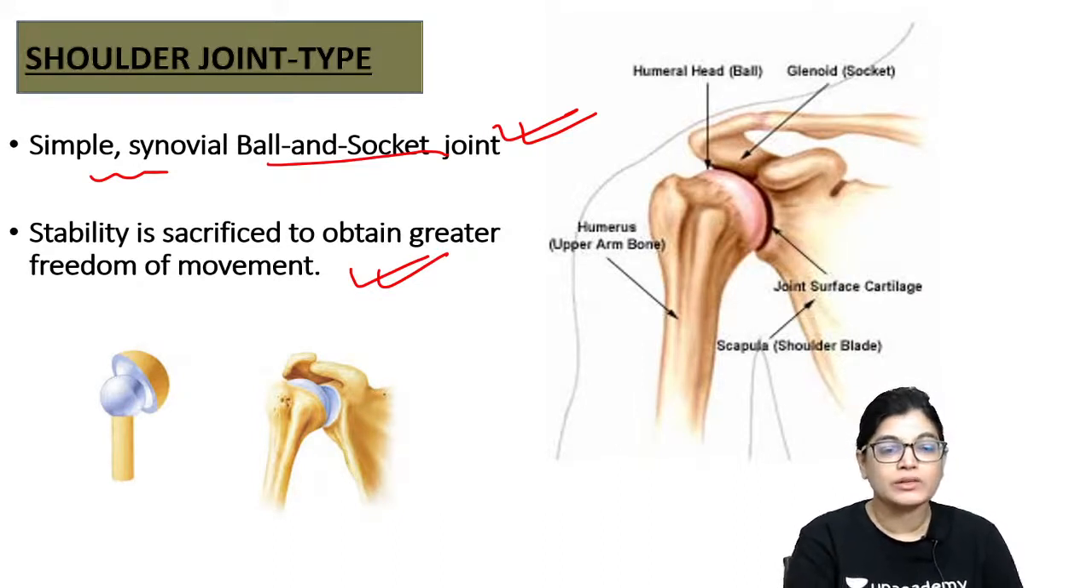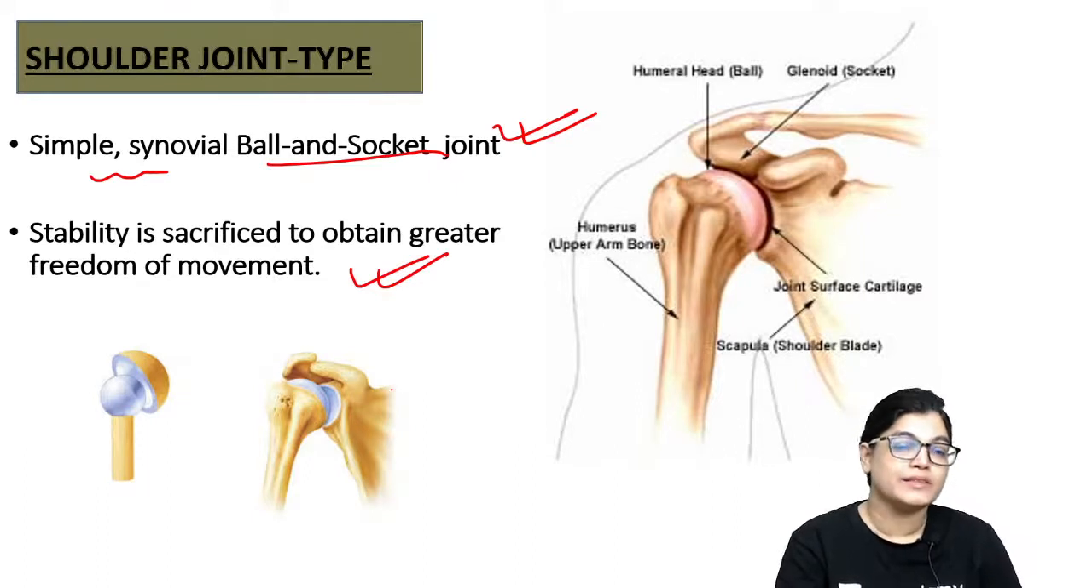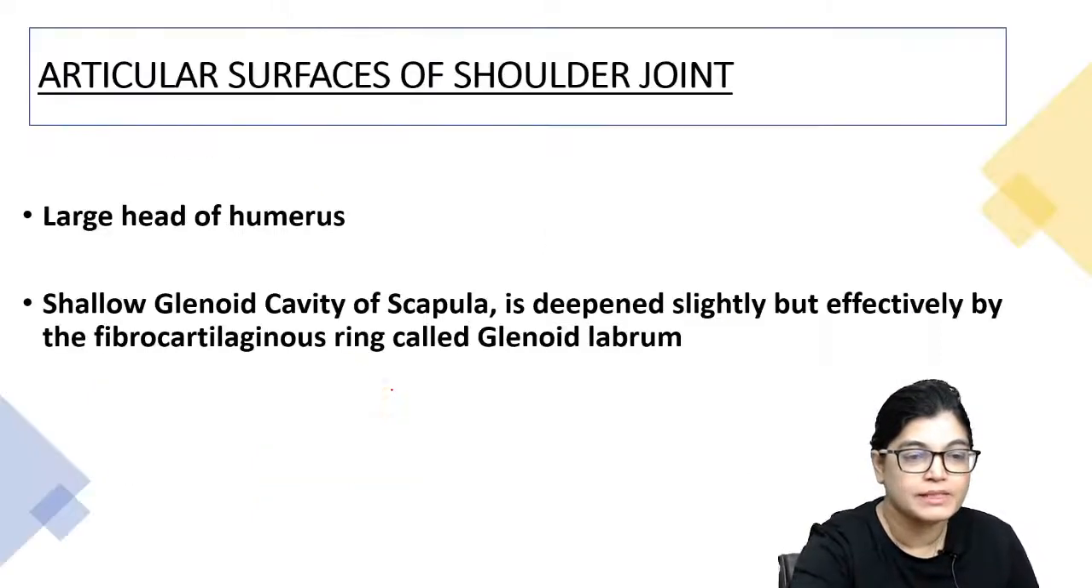And I will also give the reason why, because the reason is the articular surfaces. I will show you the articular surfaces and give you the reason why recurrent dislocation is often seen in the case of the shoulder joint. So in one line, it is a simple synovial joint, ball and socket type.